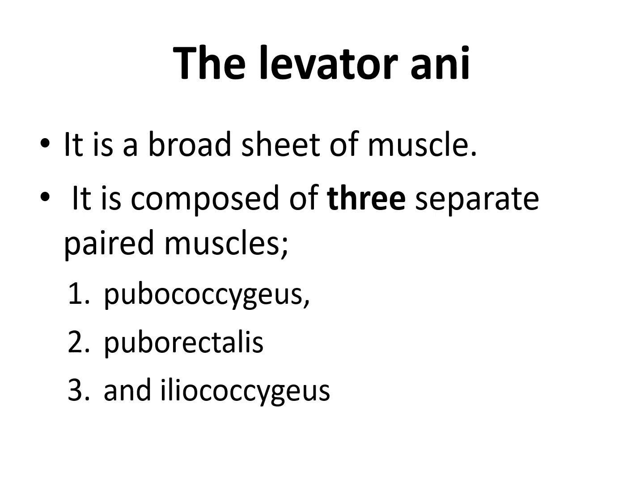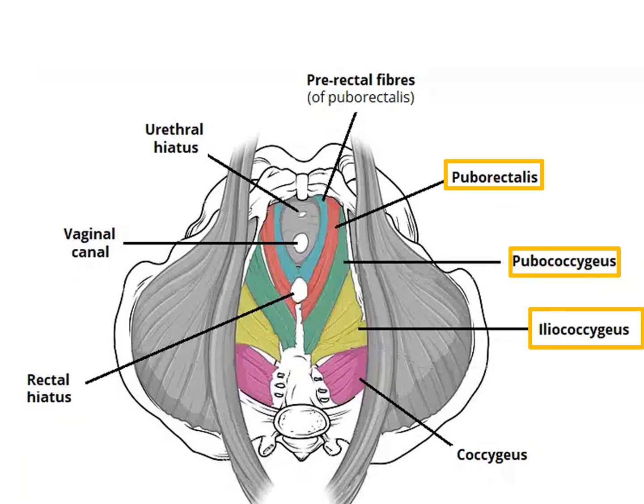And let me make you notice here, the names are descriptive. When we say this muscle is pubococcygeus, it attaches to the pubis and the coccyx. When we say this is puborectalis, it attaches to the pubis and the rectum. When we say iliococcygeus, this is attached to the ilium and to the coccyx. Okay, so these names are descriptive.